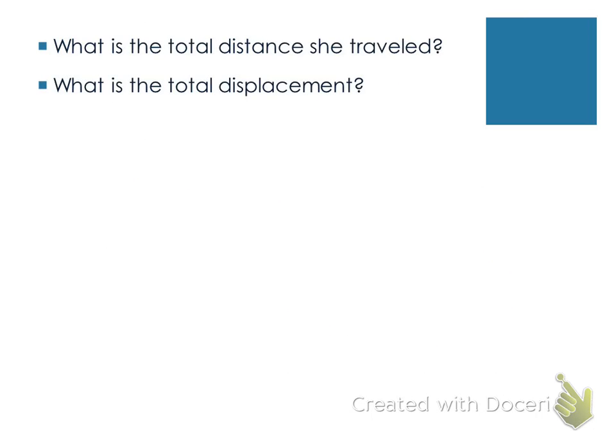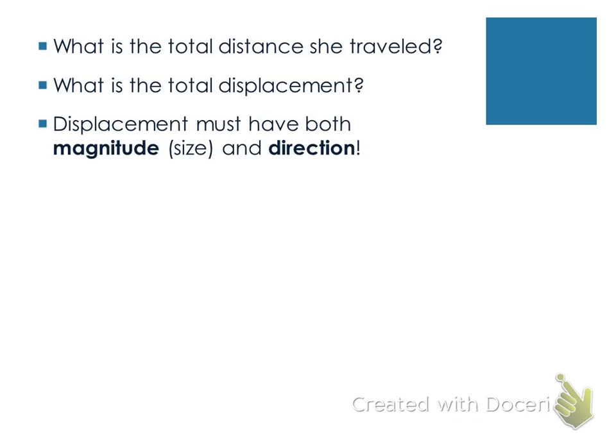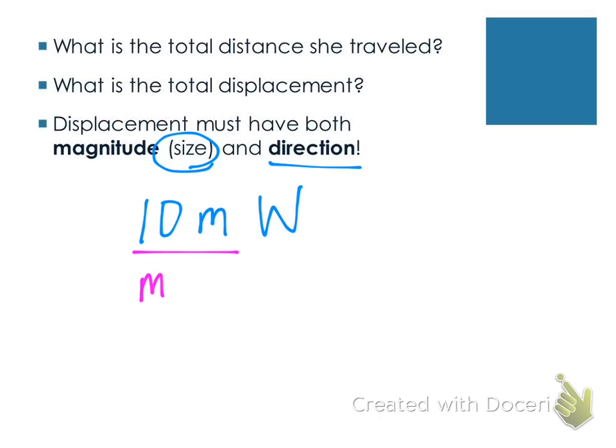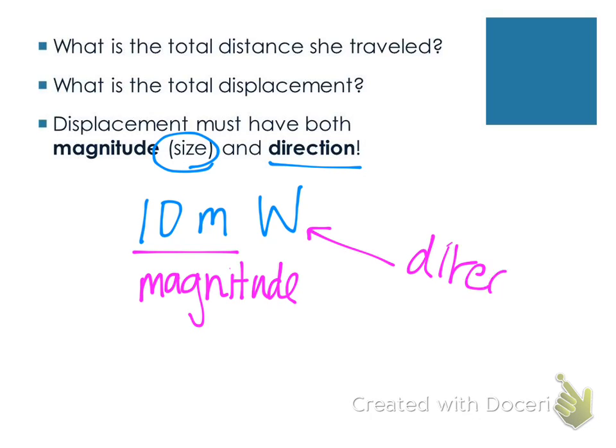Okay, so total distance and total displacement, we talked about those. Displacement must have both magnitude, which is the size or the length, and direction. So when we talked about total displacement being 10 meters west, this is our magnitude, and this is our direction.